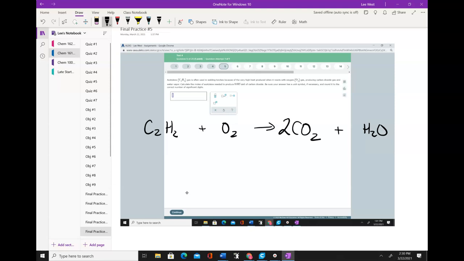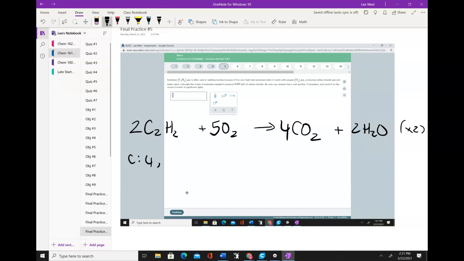So where are we at here? 2 carbons, 2 carbons, 2 hydrogens, 2 hydrogens, 2 oxygens, and then we've got 5 oxygens. So that's going to need to be 5 on 2. And then we don't like that, so multiply everything by 2. So 2, 5, 4, and 2. And now let's check everything.